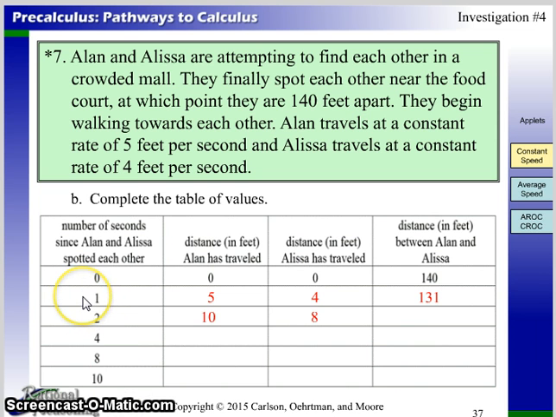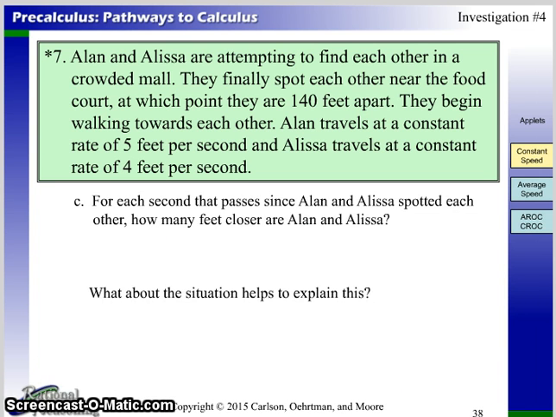When we change from n equals 1 to n equals 2, then we would add 5 feet that Alan has traveled. We'd only add 4 feet to Alissa's traveled distance, since she's a little bit slower. But we're going to take off another 9 feet from how far they are apart. And you could take your time and fill in the rest of this chart. Maybe pause my video and then hit it again when you're ready to go. And we'll fill those in.